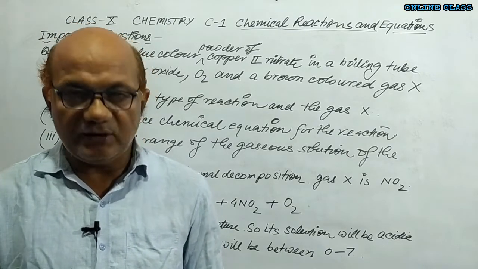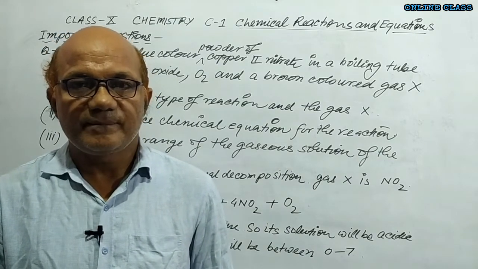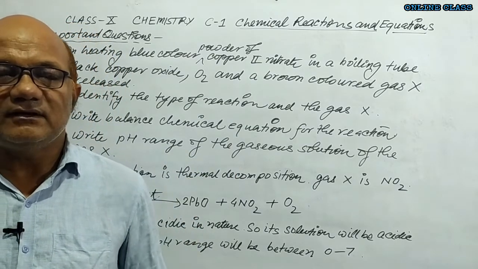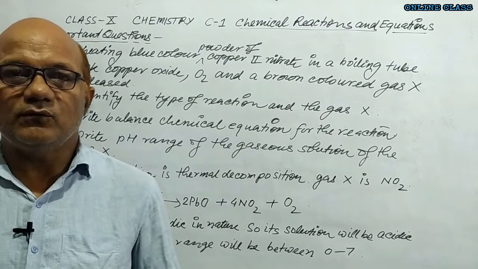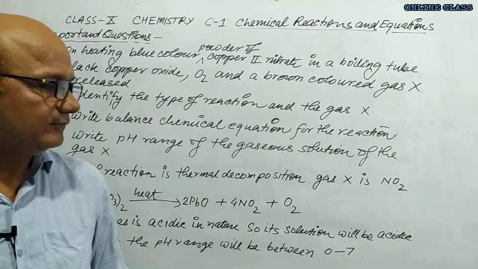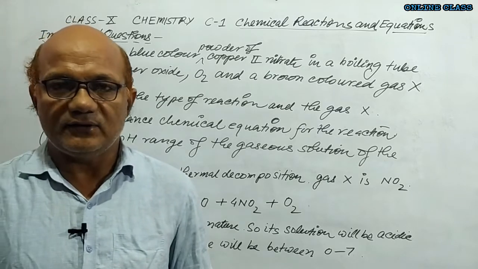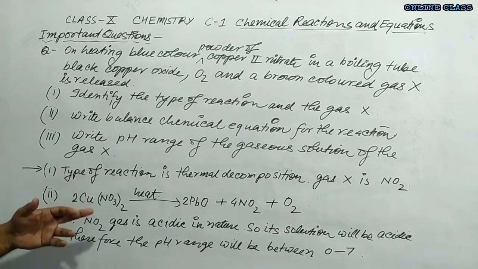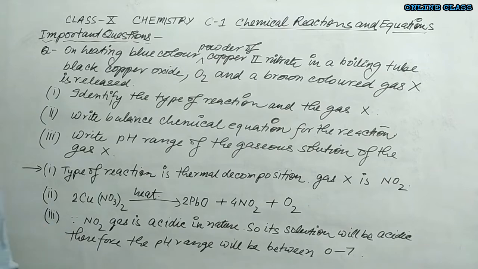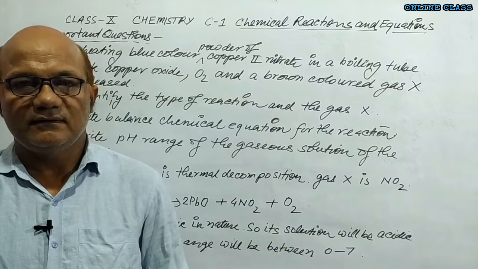Actually, the brown colored gas is nitrogen dioxide. Okay, and in this reaction, because copper nitrate is heated and it breaks into one or more products, this is actually thermal decomposition, and the brown colored gas X is nitrogen dioxide. On the other hand, the balanced chemical equation is this, and the third one is the pH range of this brown colored gas X.